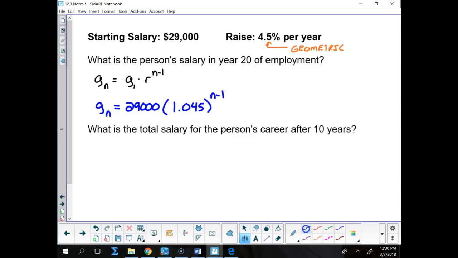Now, what was I going to say about it? Oh, if you're going up, your R needs to be bigger than 1. Okay? If you're decreasing, your R needs to be less than 1. Okay?